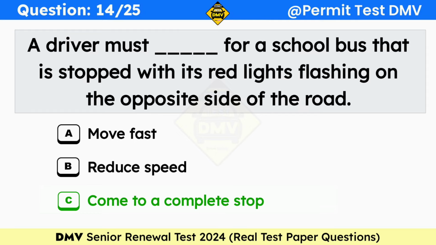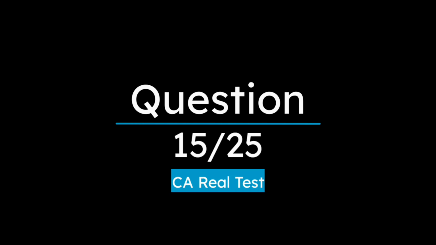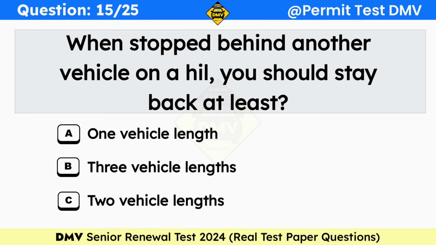Question 15. When stopped behind another vehicle on a hill, you should stay back at least. Option A, 1 vehicle length. Option B, 3 vehicle lengths. Option C, 2 vehicle lengths. Correct answer, option A, 1 vehicle length.